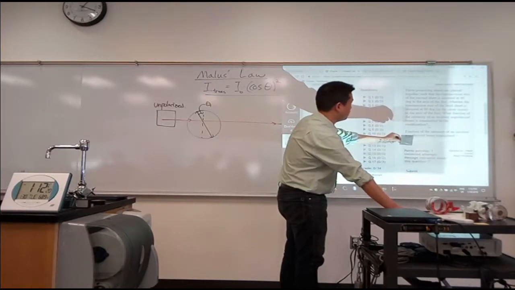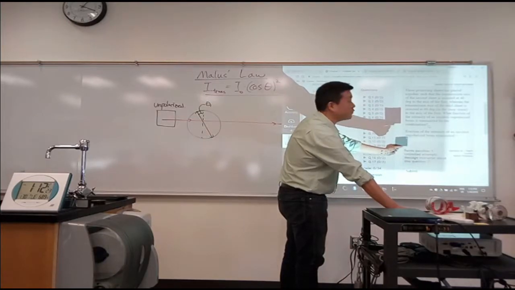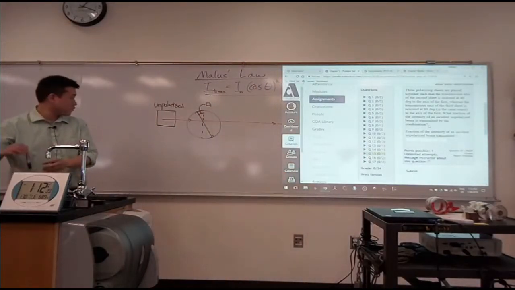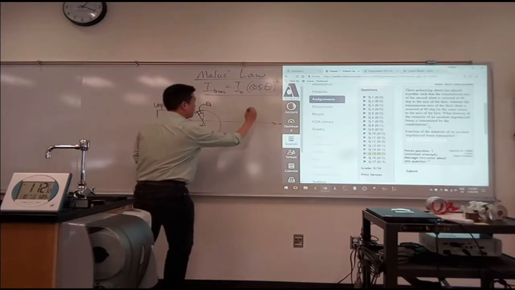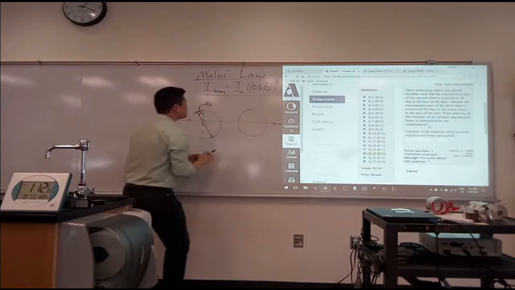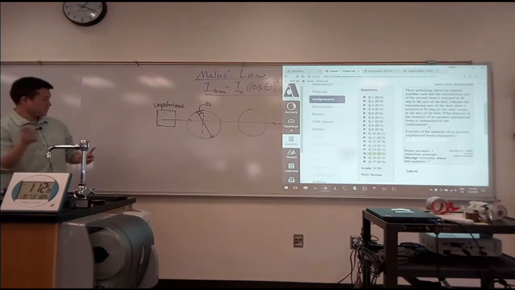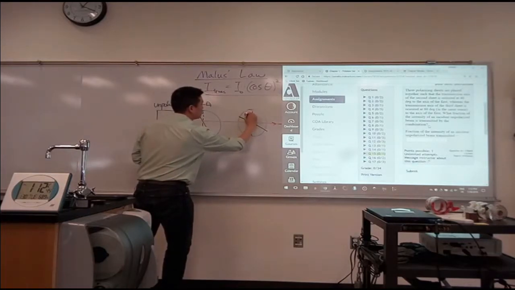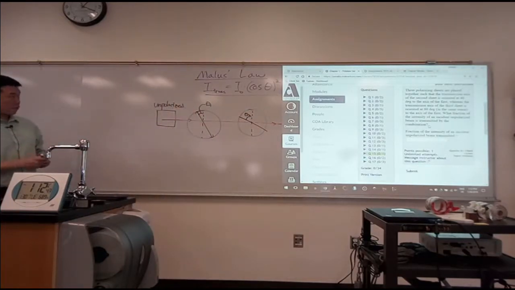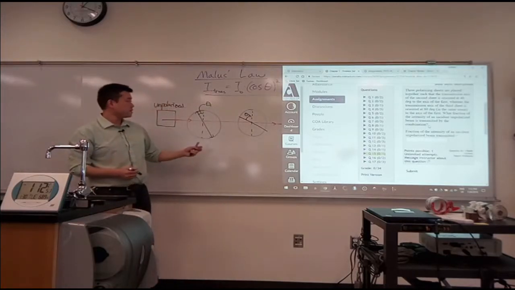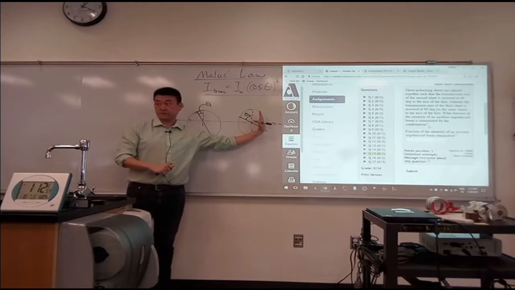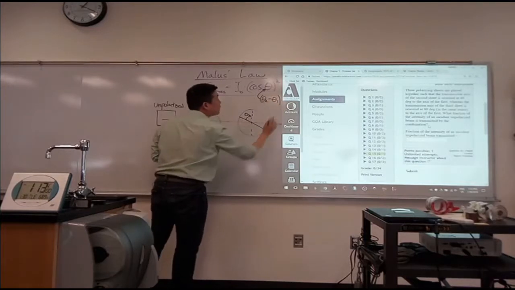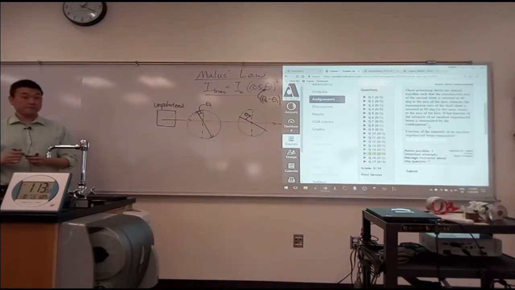This is the orientation where you have maximum intensity. This is the orientation where you have minimum intensity. I guess I can draw the situation. Let's say I have a second polarizer here, oriented at some angle, and call this angle theta 2. What this theta refers to is the angle between these two polarizers. So this angle should be theta 2 minus theta 1, or it can be theta 1 minus theta 2. It doesn't matter either way.